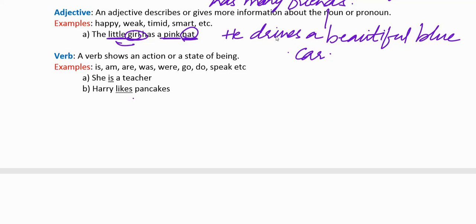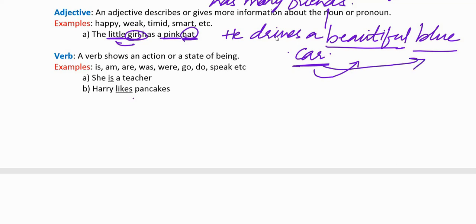You have to first identify what the noun is here. What is the noun in the sentence? Car is a noun. Can you tell me what the adjectives are? Good. If you are telling me beautiful and blue both are adjectives, then you are absolutely right. They are telling us what kind of car, what is the quality? It's a beautiful car. And what is the color of the car?